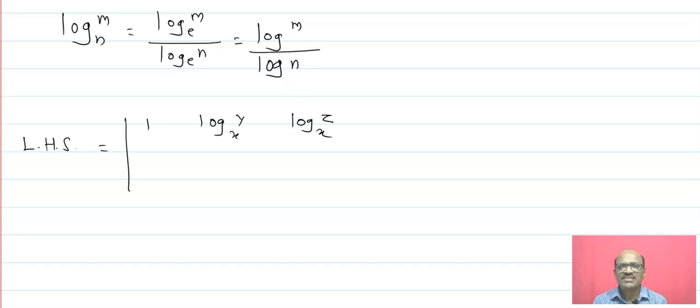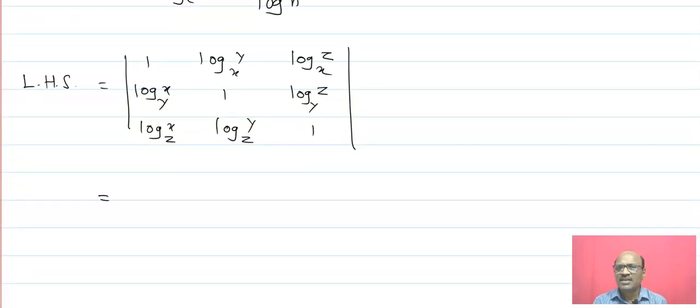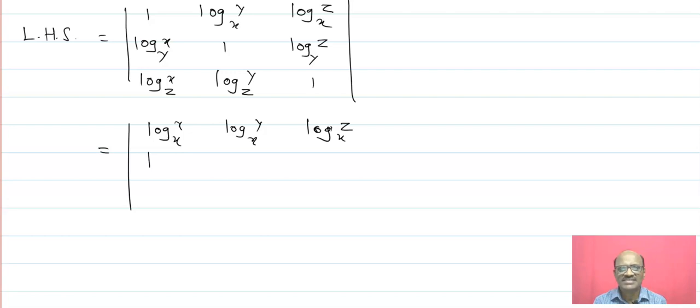Now see, this LHS is equal to the determinant with first row 1, log of y to the base x, log of z to the base x; second row log of x to the base y, 1, log of z to the base y; and last row log of x to the base z, log of y to the base z, and 1. Now see, this 1 means what? The 1 means log of x to the base x. If these two numbers are equal, then the value of that log is 1. Therefore, next is log of y to the base x, log of z to the base x.